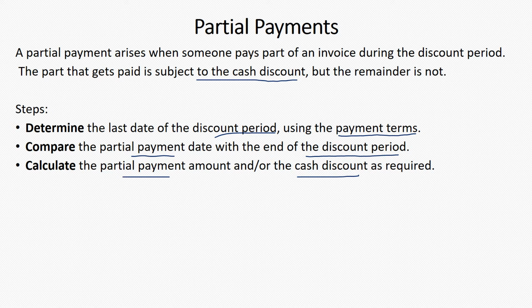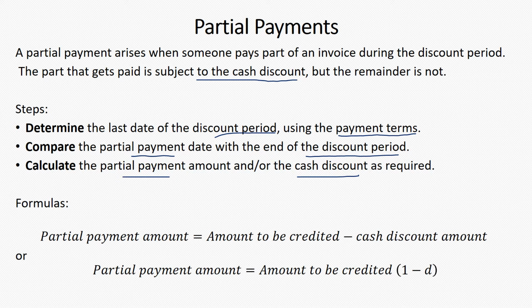The formula to calculate partial payment amount is, if we have cash discount amount in dollars, then we use the first formula, amount to be credited minus cash discount amount, right? And if we have cash discount in percentage, that is in terms of D, then we use the second formula to calculate partial payment amount, right? Here we multiply amount to be credited times 1 minus D.